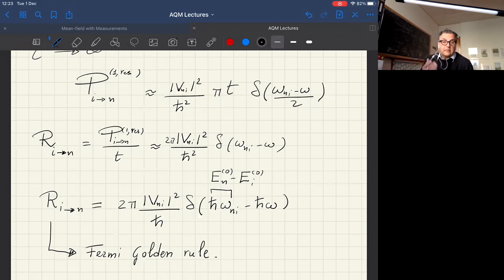And the transition of the system is related to the fact that one photon with energy h bar omega has been absorbed, and as a result, the quantum system has gone from the state of energy E0 i to the state E0 n. Okay?